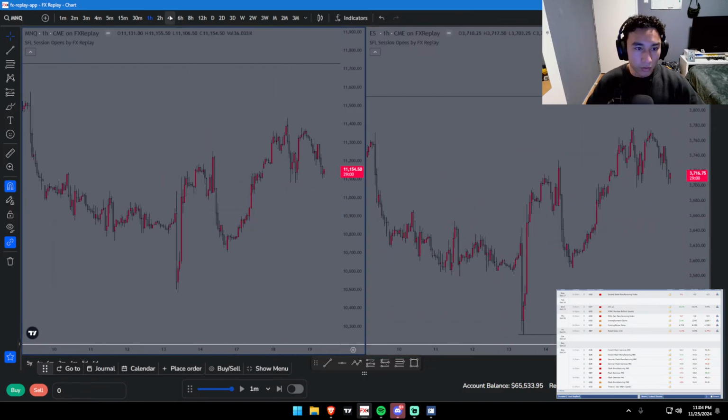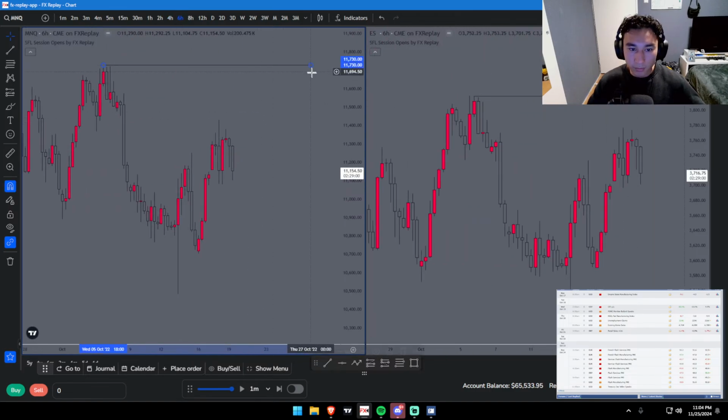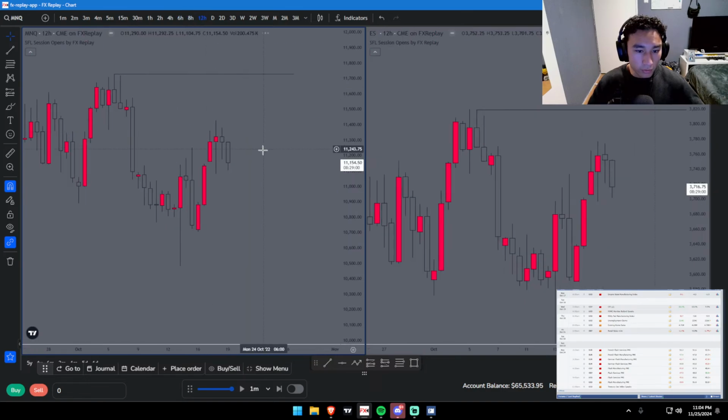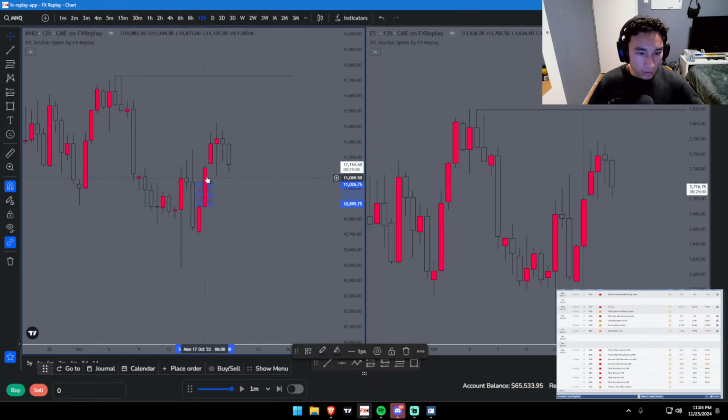The inversion is way too low. Let's just look for something else here. The original consolidation in this fractal market maker buy model is going to be the target now. So trading towards it. Have a singular BISI here on the 12-hour.